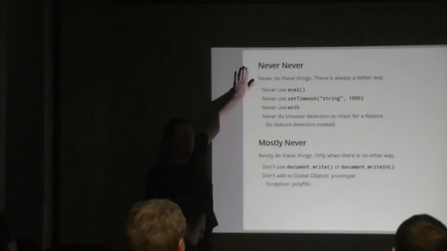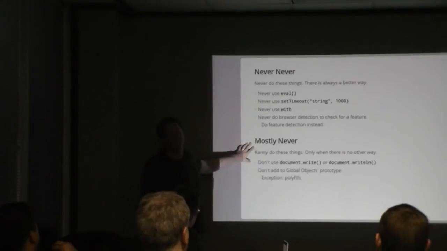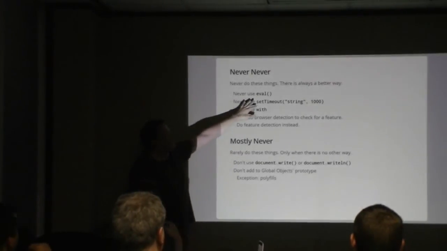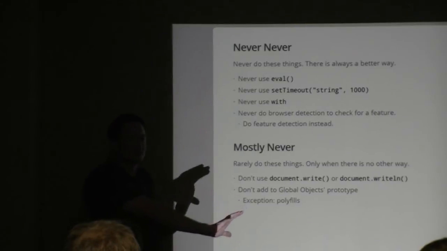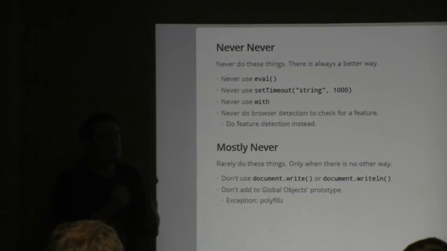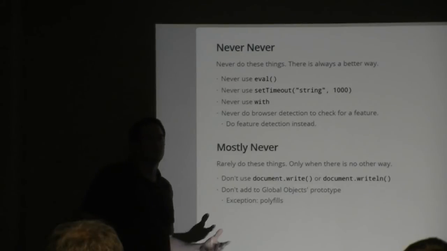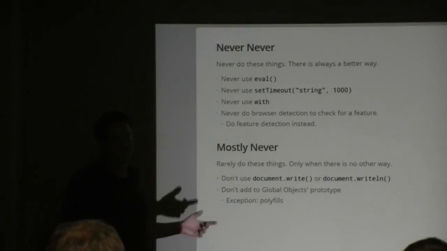All right. So never, ever, mostly never, right? Never use eval. So eval is this function. You put a string in it, and it executes the string as if it were JavaScript code. There is never a reason ever to do this. There is always a better way to accomplish whatever you're trying to accomplish than using eval. Okay? Raise your hand if you're going to write eval in the future, ever.